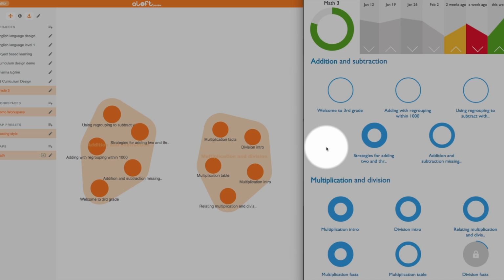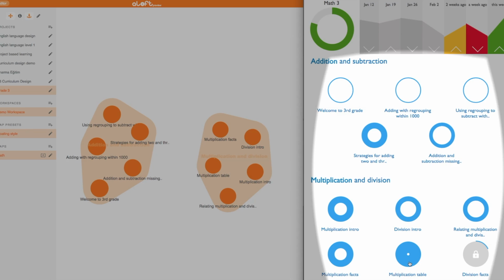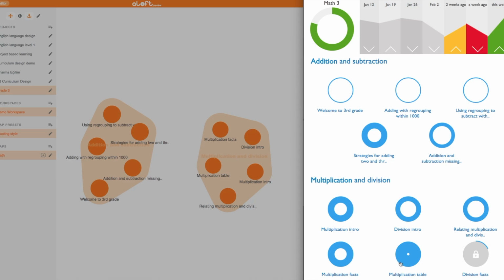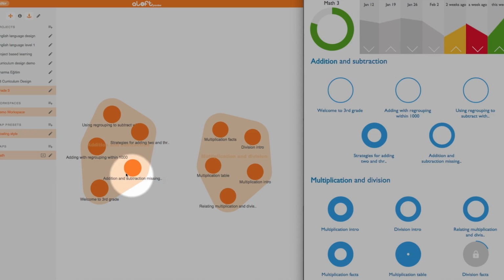Now let's see what happens when Susan starts studying again. As Susan focuses on this milestone, multiplication table, you can see that the milestone has become full again. But all the other milestones are still empty because Susan hasn't practiced those. However, it is well known that multiplication uses addition as its foundation. Therefore, a student who practices multiplication is also implicitly reinforcing addition.